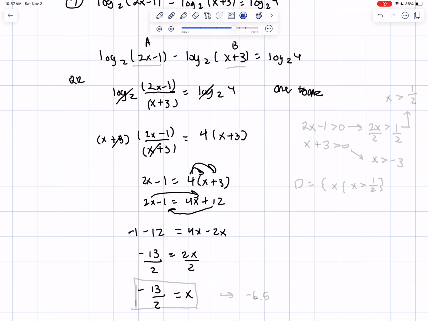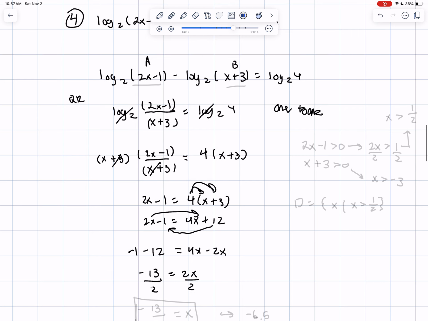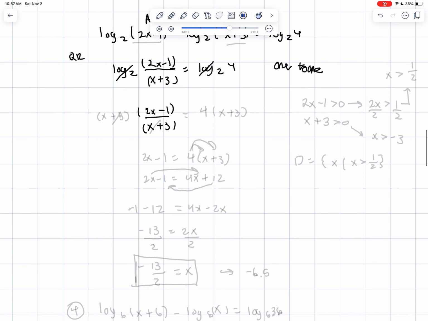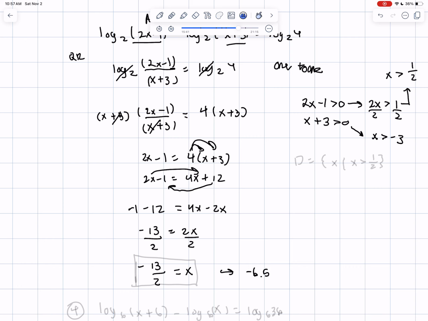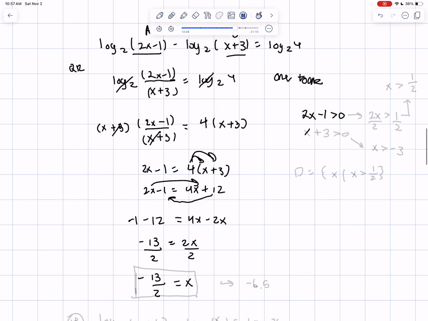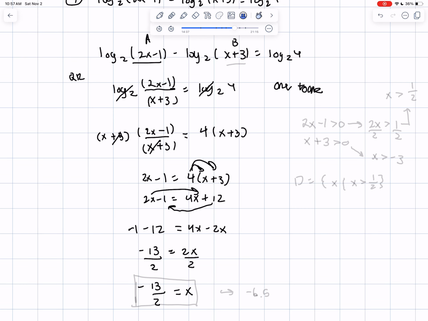And now we need to see, okay, what is our domain, right? So what we do is I take what is in my A and B, and those are what I'm going to use. So which one is closer to our answer? 2x minus 1 is greater than 0, and x plus 3 is greater than 0, and those are what I'm going to use for the domain.